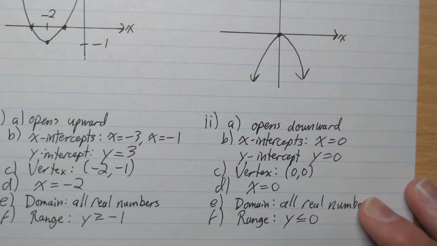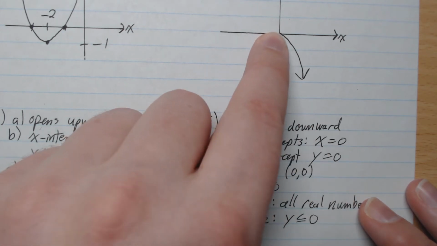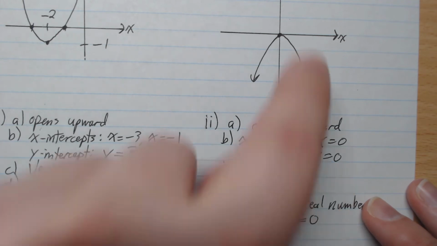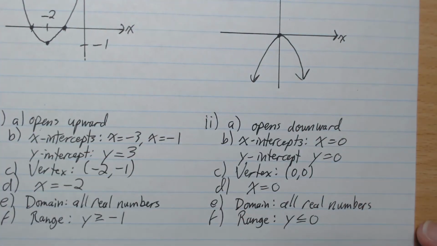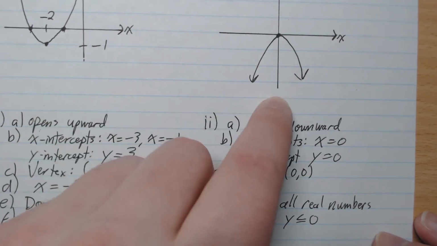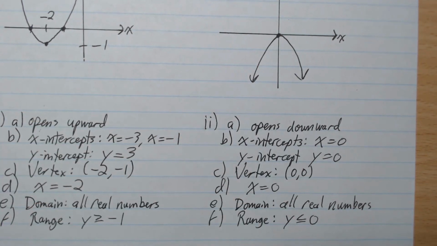Okay, part ii. See that it opens downward like that. X-intercept is x equals 0. Y-intercept is y equals 0. Vertex is at 0, 0. Axis of symmetry, x equals 0. Domain, all real numbers, and range, y less or equal to 0.